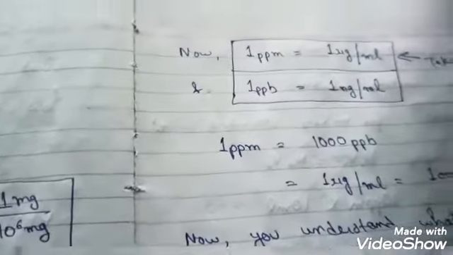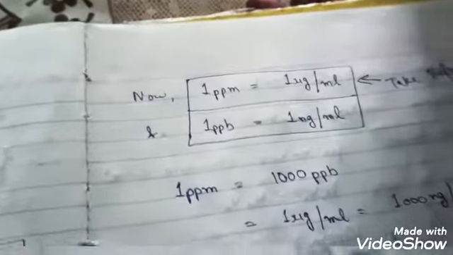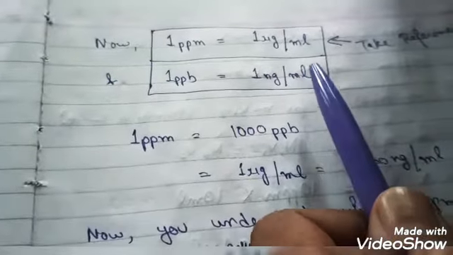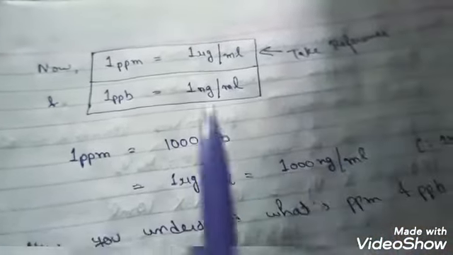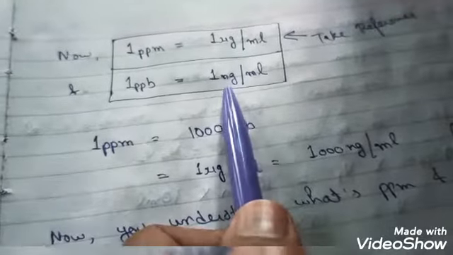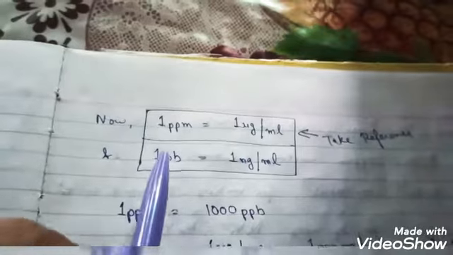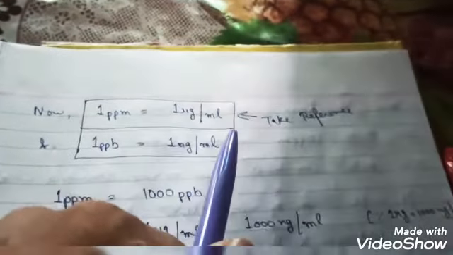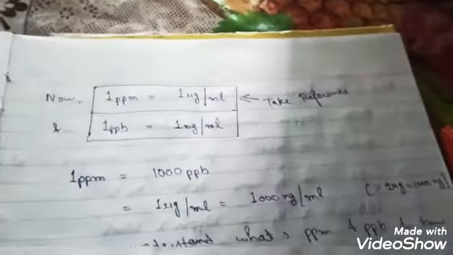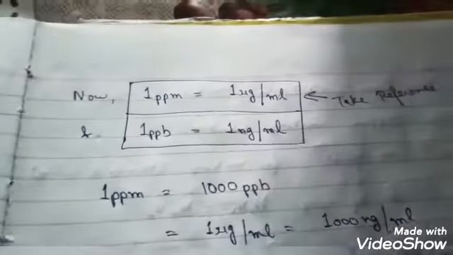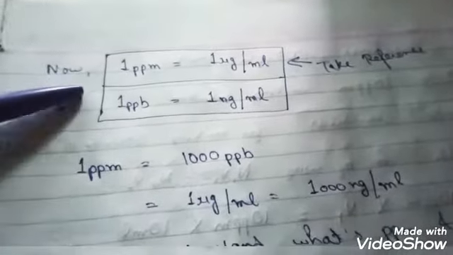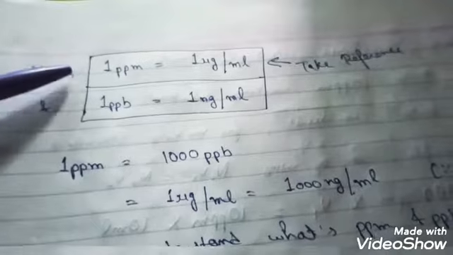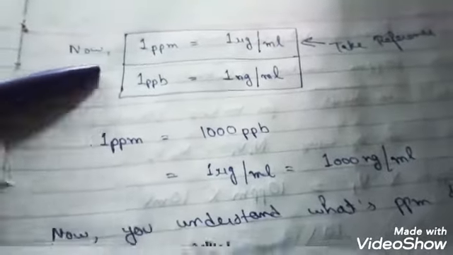So according to the definition, what is 1 ppm? 1 microgram per ml, and 1 ppb is 1 nanogram per ml. So I am taking this value, 1 ppm is equal to 1 microgram per ml, as a reference. Understand, always take this reference value in your mind. Remember this: 1 ppm is equal to 1 microgram per ml.